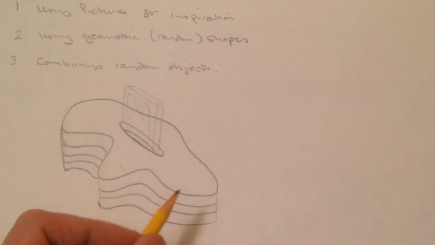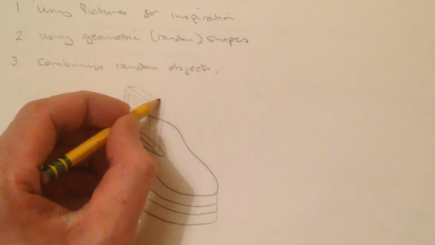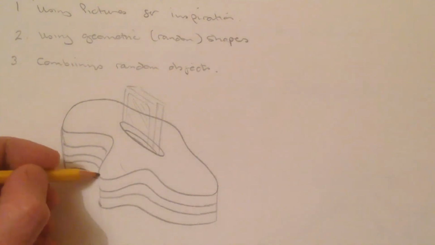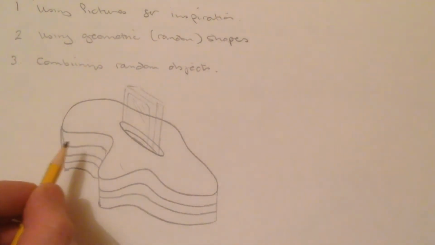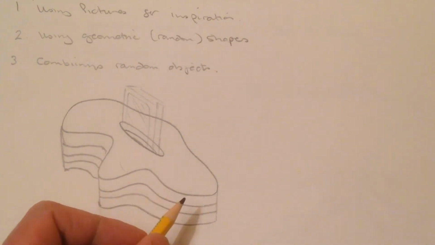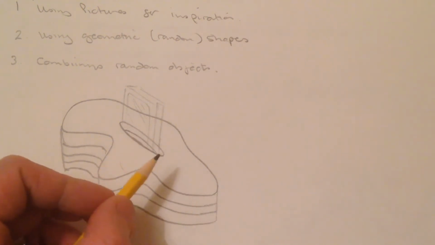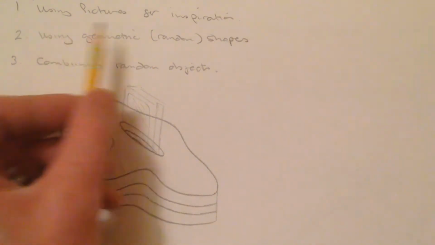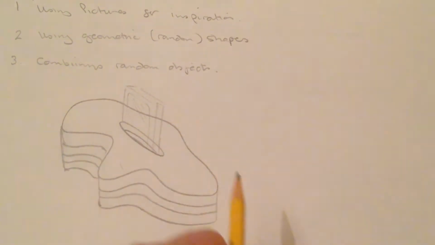And then we'd have to find some other ways to add creativity, but we'll look at that in other videos. And this is just how we get the ideas out, how the brain process works. So we had our idea, and we basically just sketched the object, and then worked out how to turn that into whatever we needed, a phone docking station in this case. So there's our first one, using pictures for inspiration. Number 2, using geometric or random shapes.